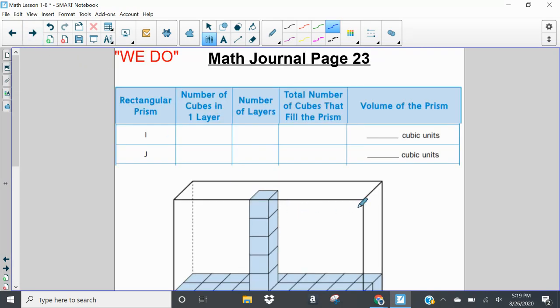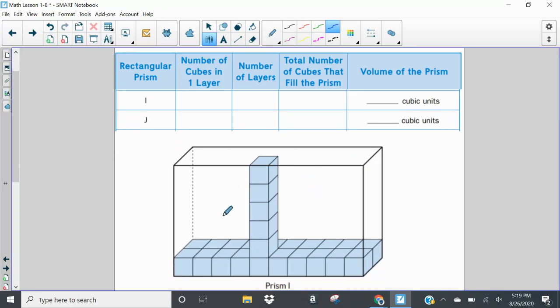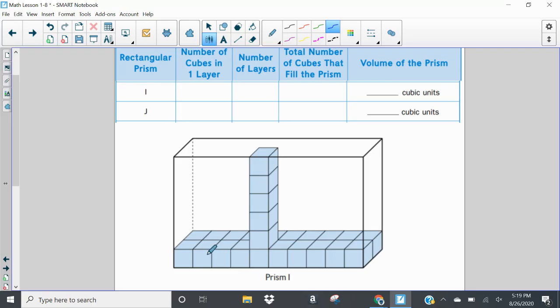So this is your redo, okay, still on page 23. So let's look at this one. First, find one layer. So how many cubes are on that bottom floor? Okay, an easy way is just doing the length times the width. So let's do that. 1, 2, 3, 4, 5, 6, 7, 8, 9, 10. 10 by how many? 1, 2. So how many are on that floor?